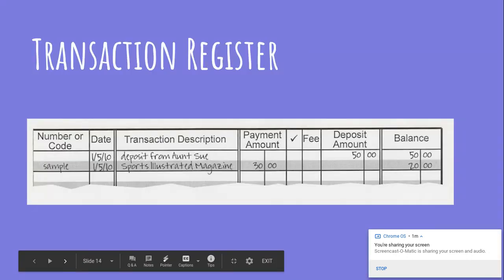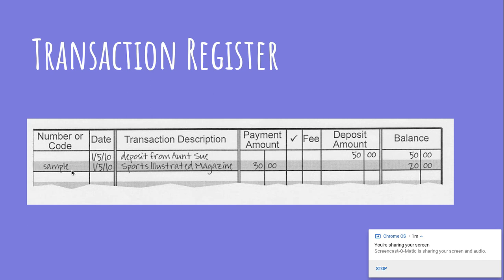Here is a look at a transaction register. You have your number or code. This one is a sample check, so it didn't really have a number, but that's where you would put your check number. You would put your dates here. Here we have January 5th. Remember that deposit from Aunt Sue? That's the transaction description: deposit from Aunt Sue. On January 5th, 2010, they got a deposit from Aunt Sue. It's not a payment because we got a deposit. It's a deposit amount of $50, and that gave us $50 in our account.